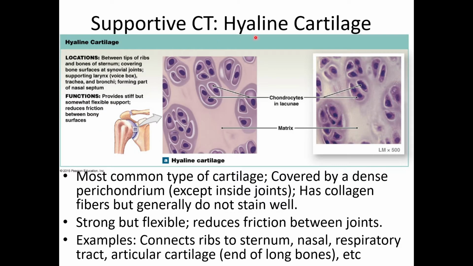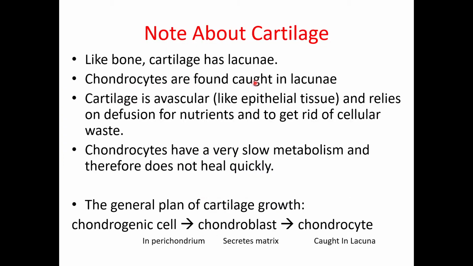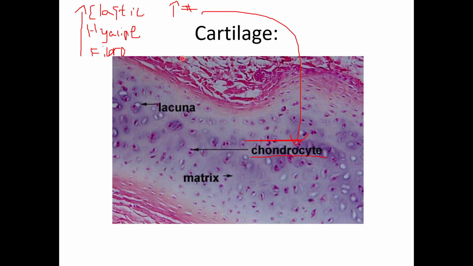Now here we see our hyaline cartilage. Our hyaline cartilage doesn't have nearly as many chondrocytes as our elastic cartilage, so that means that it's not going to be nearly as elastic, but that's also a good thing because as we decrease the elasticity, we're actually going to increase our structure.